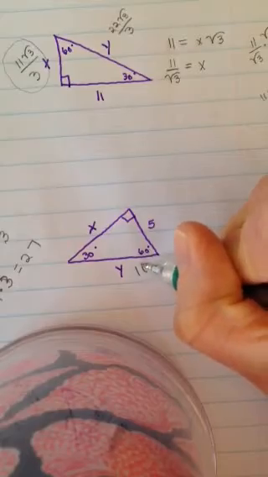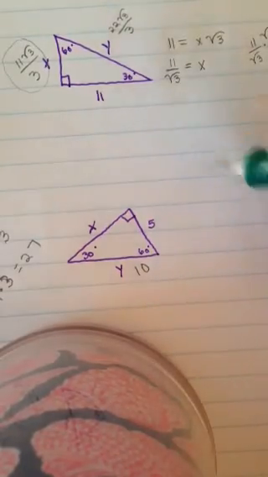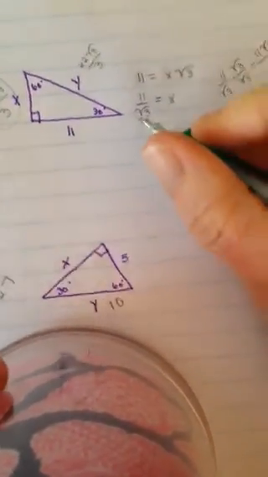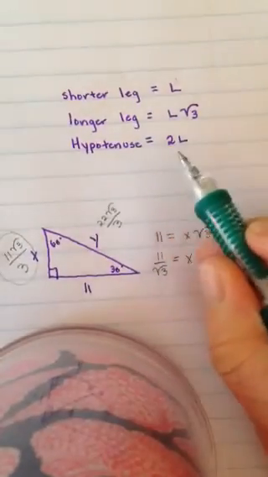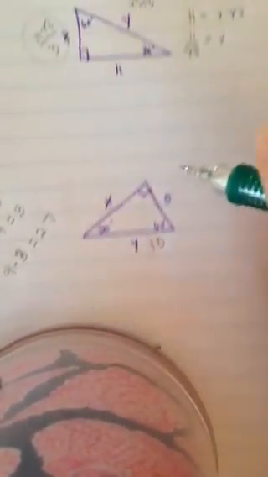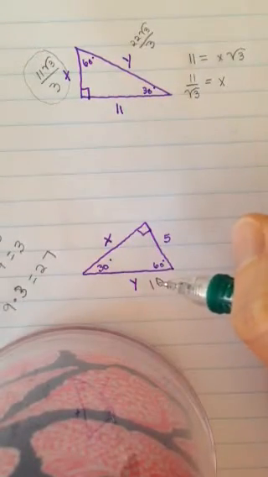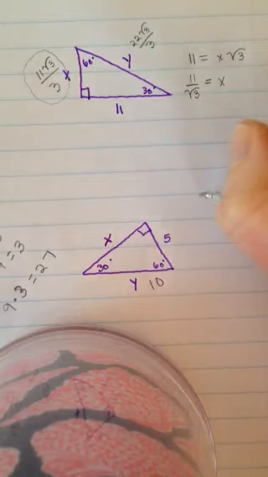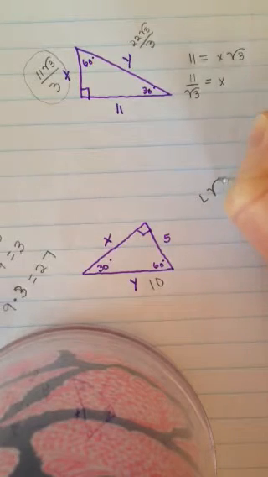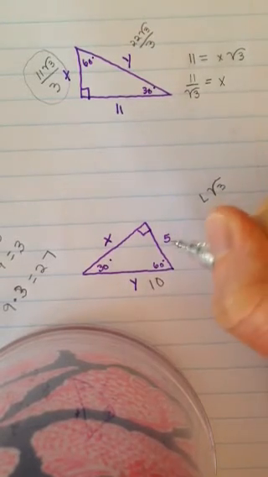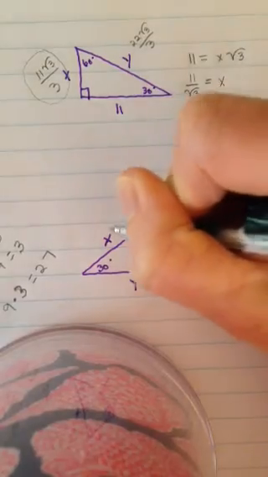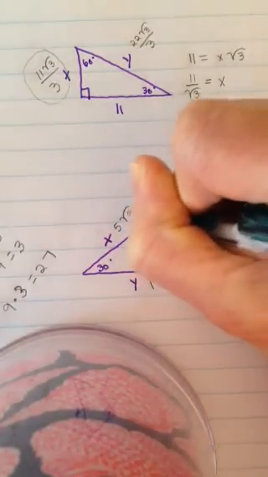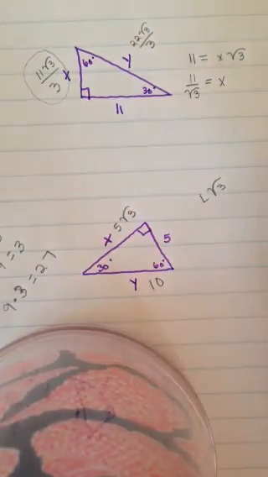Remember, the hypotenuse equals 2 times the shortest leg. So we have 5 times 2 is 10 for our hypotenuse, and then for our longest leg, remember it's the shortest leg times radical 3. So we're going to have 5 times radical 3. Simply 5 radical 3. Cannot be simplified, that's our final answer. All right, let's look at another one.